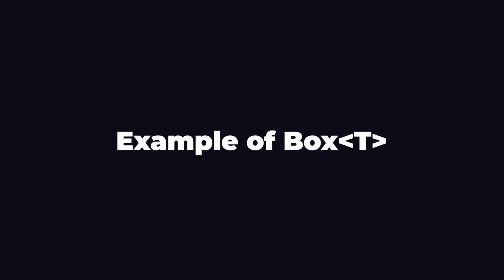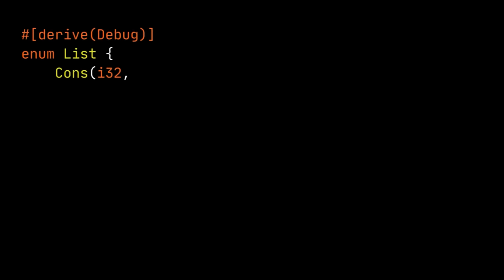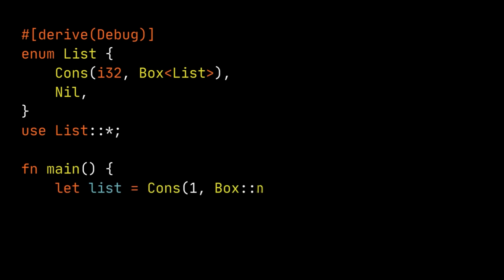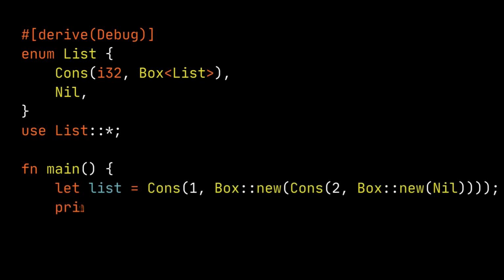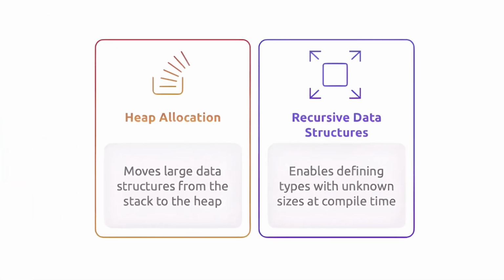We can see an example of this with our enum List of Cons and Nil, and when we run our main, we can see let list equal Cons, Box::new, Cons 2. Box moves data to the heap, and it's great for recursive or large data structures. So we can always increase this list. It doesn't have a set size. Next is our Rc example.